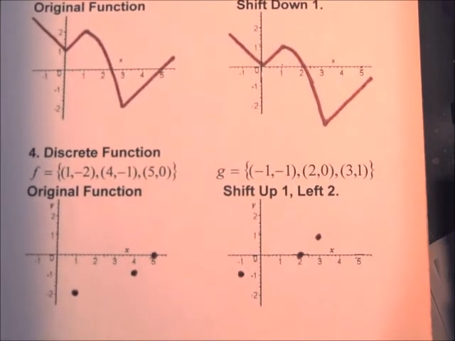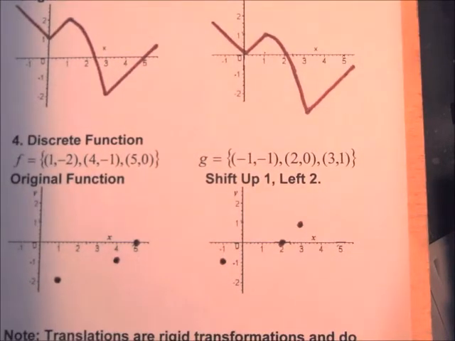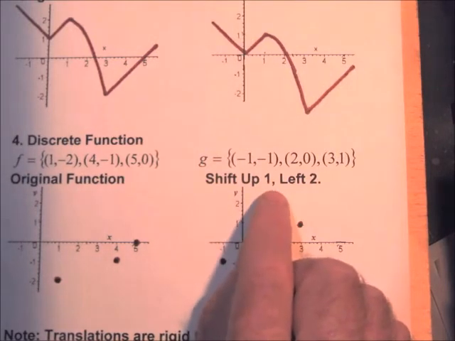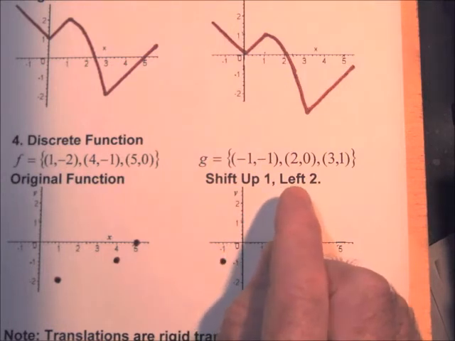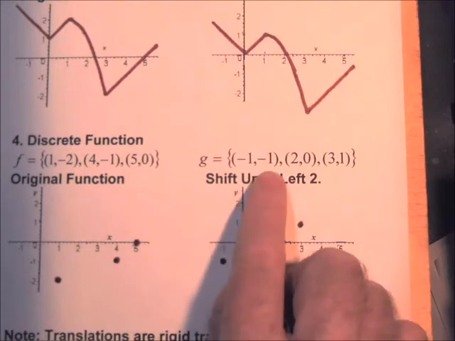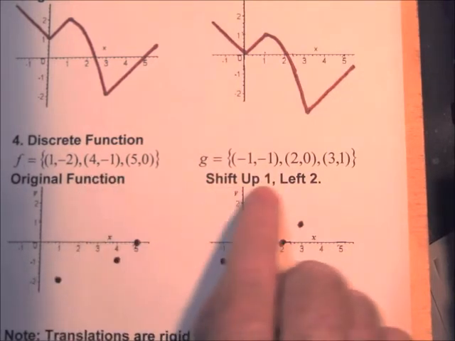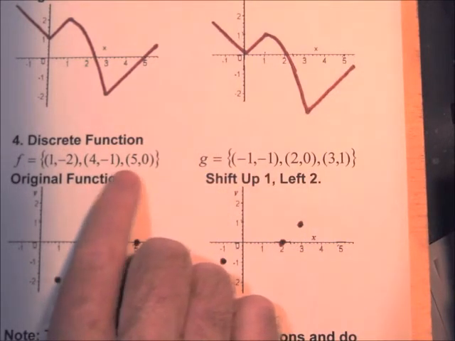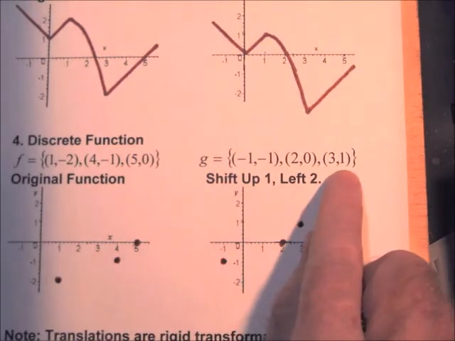Discrete function, it's kind of the same idea, except we don't really have a formula for it. But here we're adding 1 to the y coordinate. So negative 2 plus 1 is negative 1. Negative 1 plus 1 is 0. 0 plus 1 is 1.